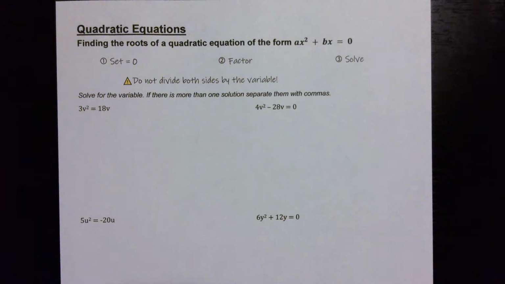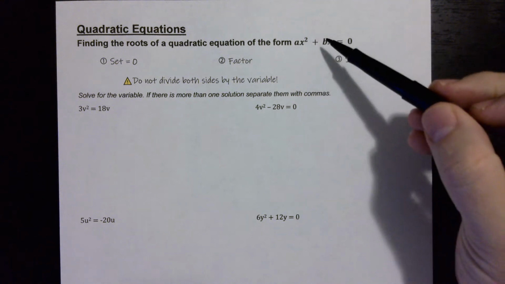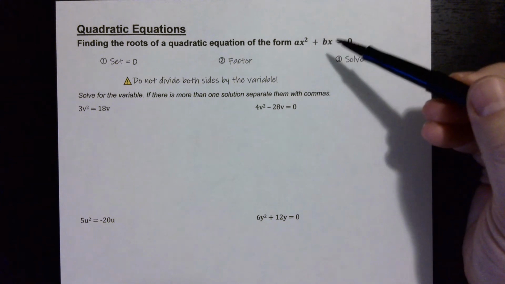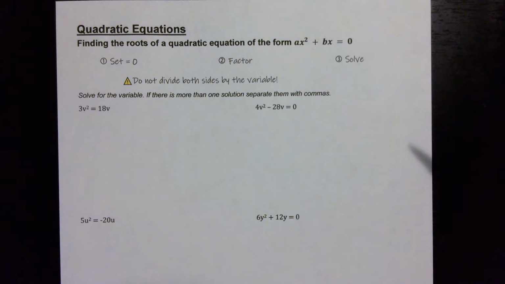In this video, we're going to be looking at quadratic equations, and we're going to be finding the roots or zeros of the quadratic equation in this form, ax squared plus bx, so with no extra constant after the bx. Okay, so we'll set it equal to 0, we'll factor, we'll solve.